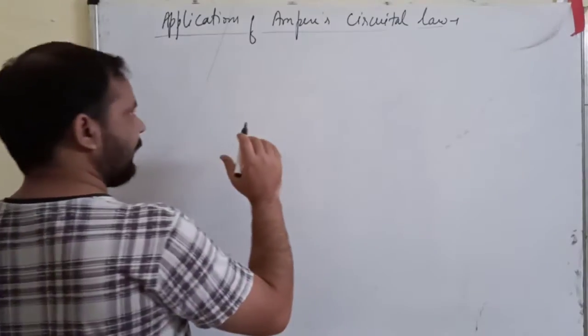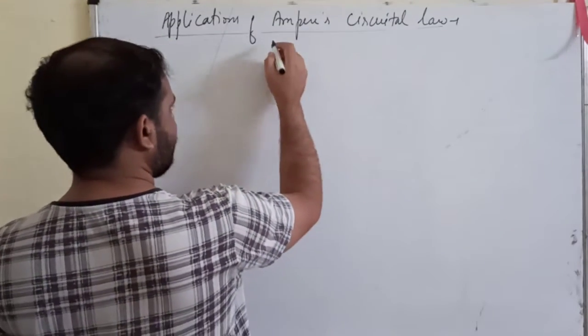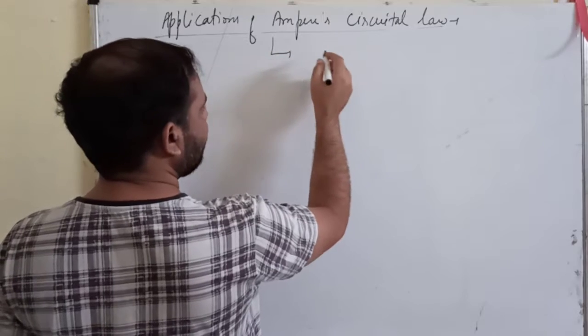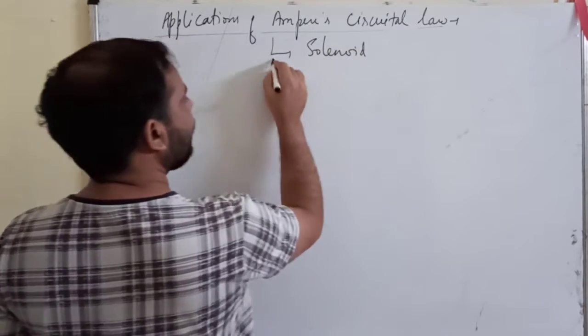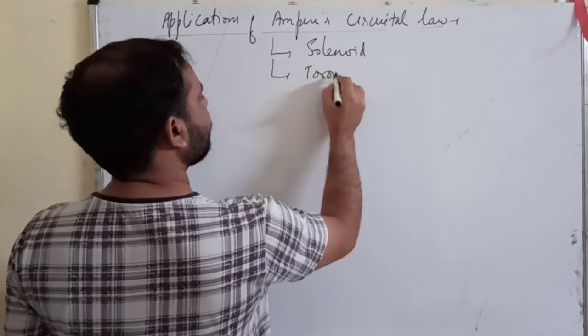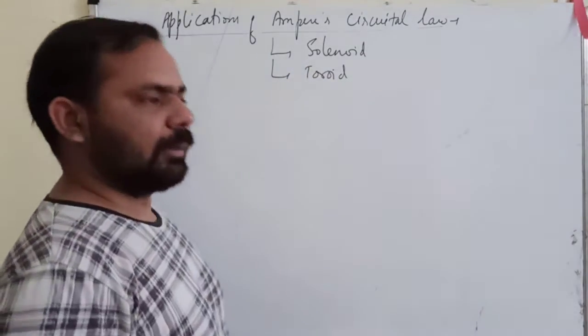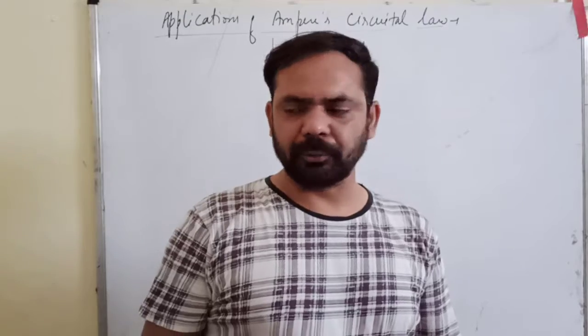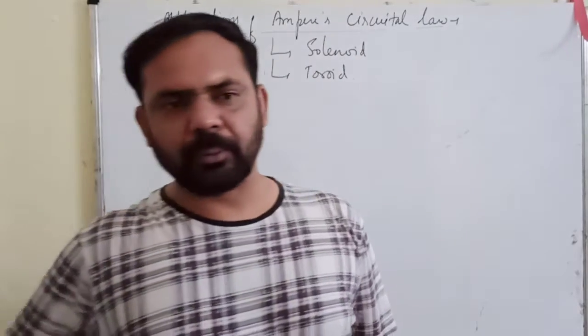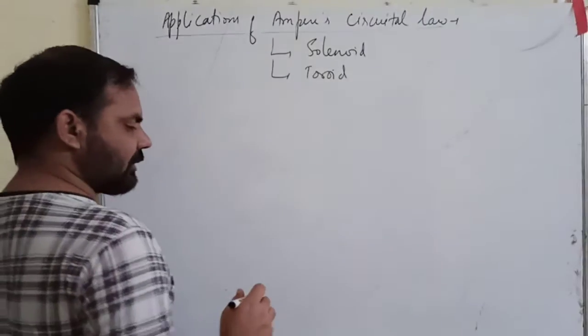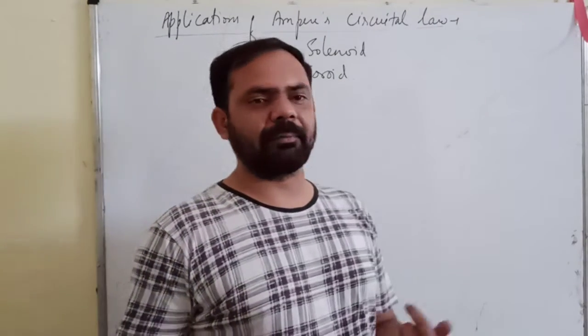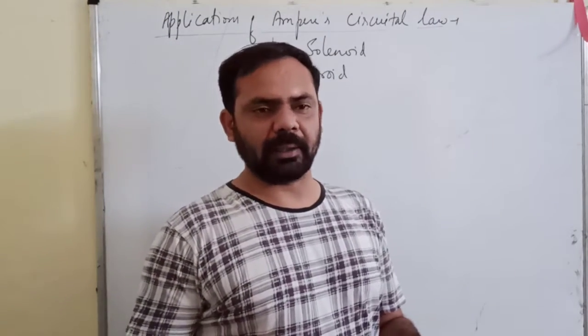So two applications we will discuss: one for finding the magnetic field due to a solenoid, and the other due to a toroid. In my last class I told you what a solenoid and what a toroid is. So today, let us first discuss how the magnetic field of a solenoid will be.